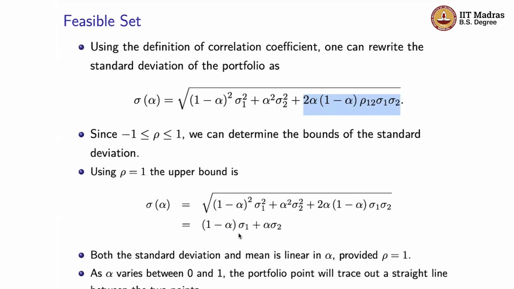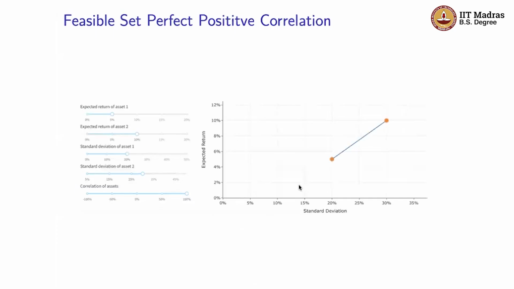As alpha changes between 0 and 1, you are going to have different points which lie on the straight line joining these, okay? But notice this corresponds to only the case when you have rho equal to 100%. We'll see that as the value of rho changes, you end up getting different situations.